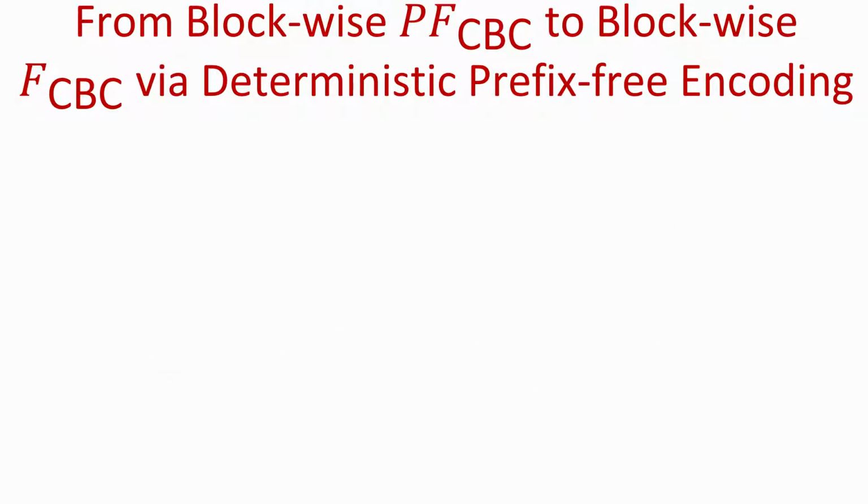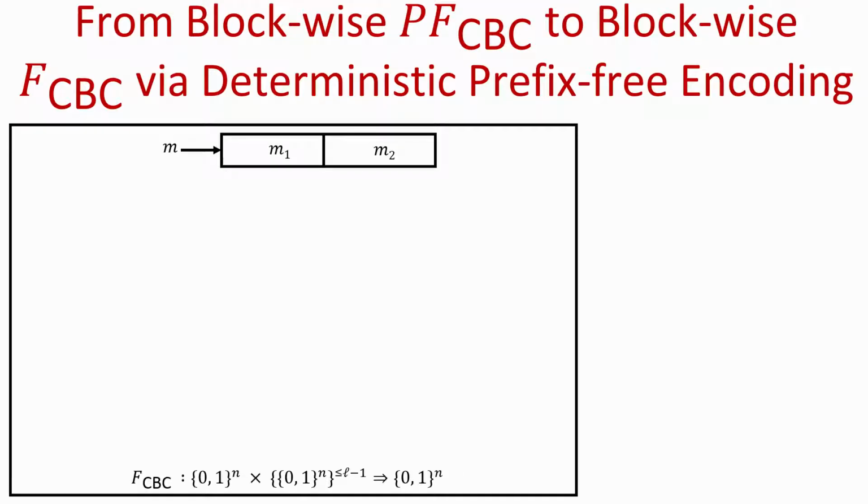So, now let us see how we apply this prefix free encoding to a prefix free secure CBC blockwise secure PRF and get a fully secure blockwise PRF, right. Our goal is to construct a blockwise fully secure PRF taking an n bit key and a sequence of blocks as input, up to L minus 1 blocks, each of size little n bits, and to obtain a fixed size output of size little n bits. And for demonstration, assume that we want to operate this blockwise fully secure CBC PRF on an input consisting of, say, 2 blocks M1 and M2.